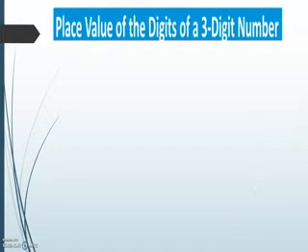Okay. Now we can discuss the new concept, place value of the digits of a 3-digit number. Before we have discussed the place value of a 2-digit number. In a 2-digit number, there were only 2 places, ones place and tens place. But here in the 3-digit number, we will be having three places: ones place, tens place and hundreds place.